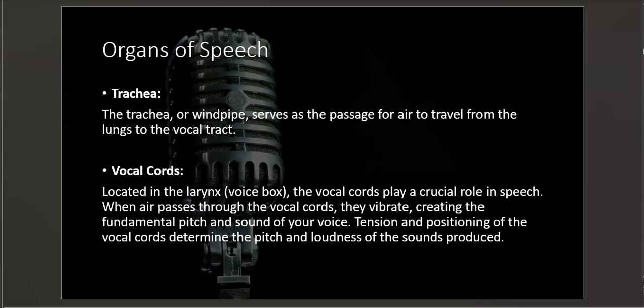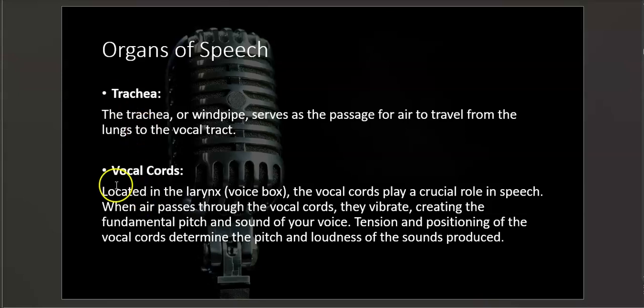Like I said, the air is contracted from the lungs and pushed upwards to the trachea. So the passage that lets this air move from the lungs to the nasal cavities or the other parts of speech is the trachea. The trachea is simply a passage, and this passage allows air to move from the lungs to the vocal tract. So that is what we call the trachea.